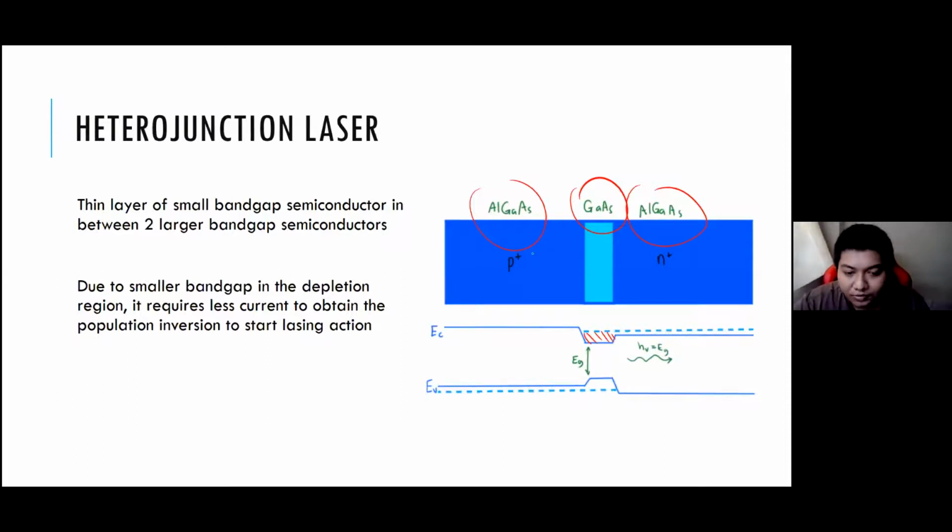So hν equals Eg. Eg is the energy band gap. Because we have a smaller band gap in the active region, it would require less current to obtain population inversion to start the lasing action.